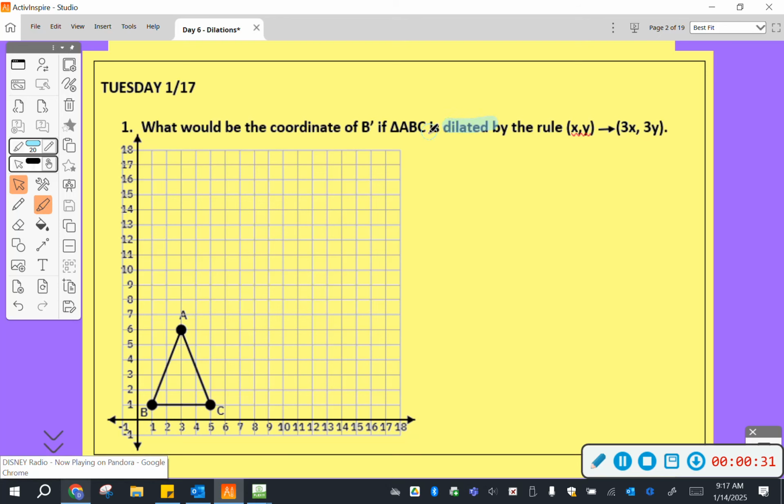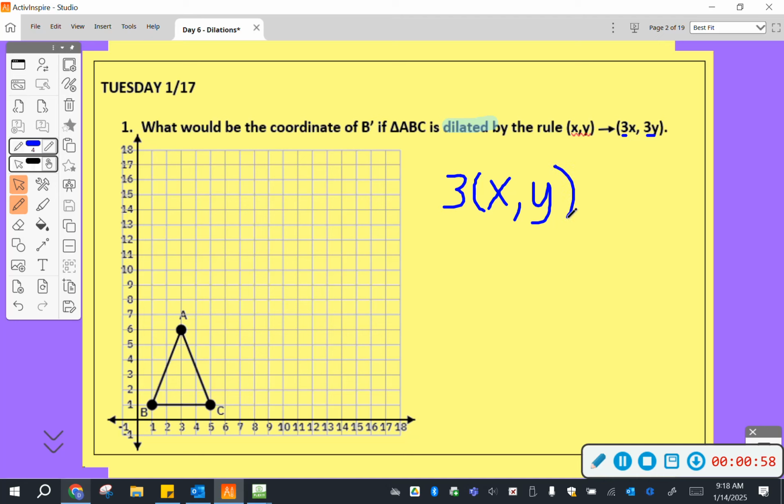Gets what? Gets smaller or bigger. In this case, what is it going to be doing? What is happening with my rule here? Bigger by how much? By 3. Do you see how it has a 3 in front of both of these? Write this down, please. What this is essentially doing is it's multiplying both the x and your y by 3.